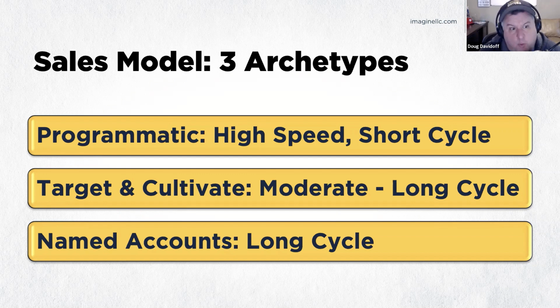The second model is what we refer to as target and cultivate. It mixes aspects of programmatic with big strategic account focus, what we refer to as named accounts. So target and cultivate is that in-between market, that in-between game, and then named accounts. Those are big, complex, long cycle. Right? So which game is the best game for you to play?